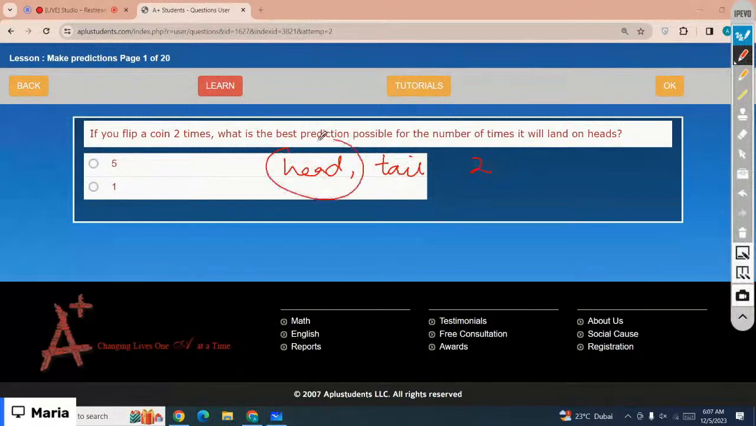If it lands on head, it is 1 out of 2. And you flip the coin 2 times, so you multiply 1 out of 2 times 2. The 2 and 2 cancel out and you are left with 1. That means when you flip a coin 2 times, only 1 time it will land on head. The correct option is 1.